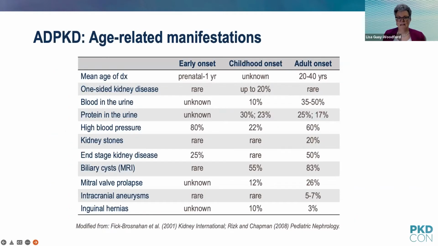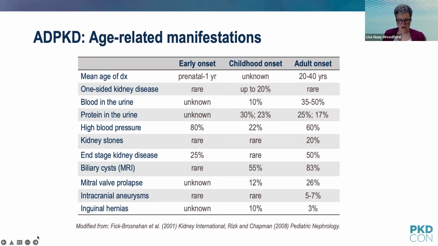Now, when we think about the age-related manifestations of ADPKD, it really can be subsetted into three groups. There is a subset of children who have very early onset disease. They present in the prenatal period or in the first year of life. They have a very high frequency of high blood pressure, and about 25% of them can go on to develop end-stage kidney disease by the time they're on the threshold of becoming adults.